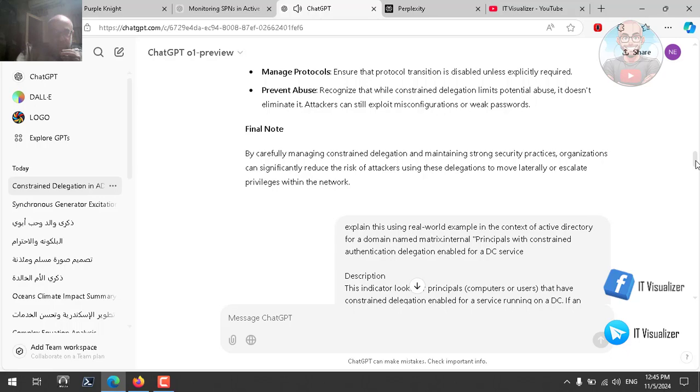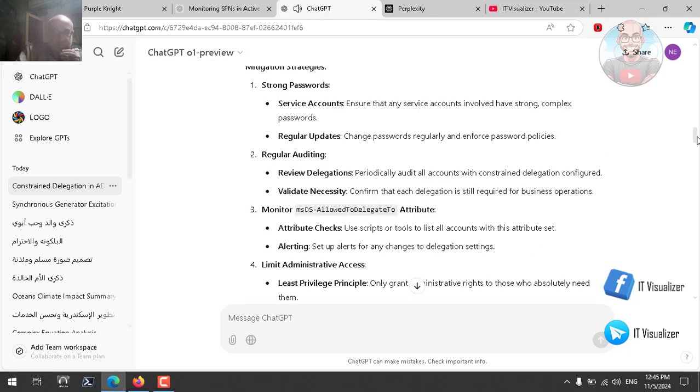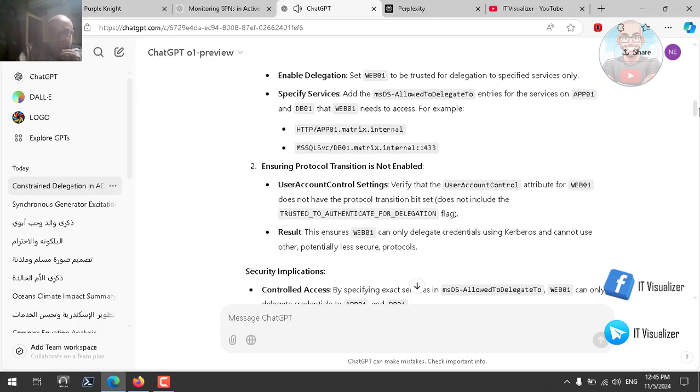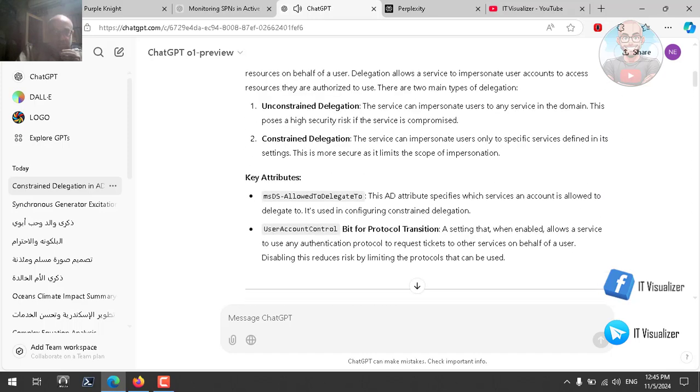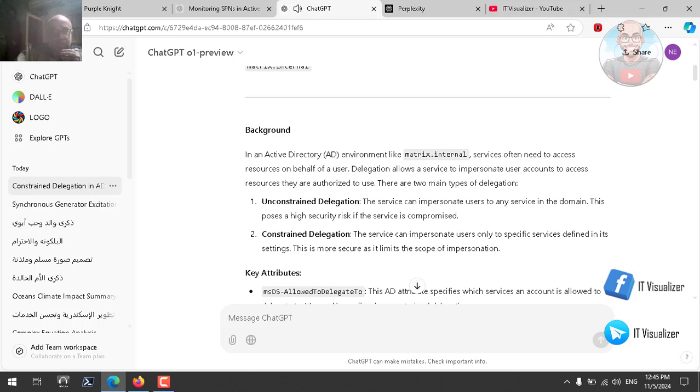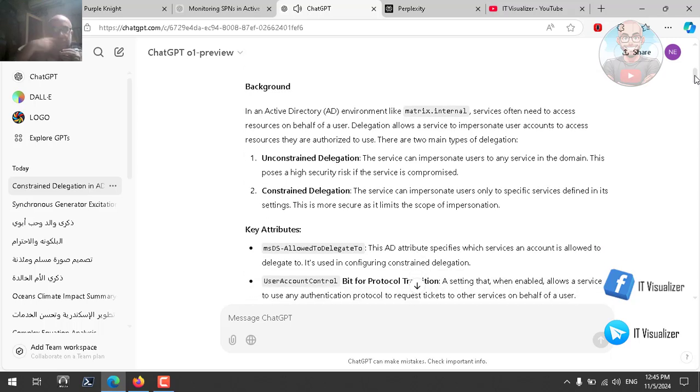Understanding constrained delegation in Active Directory with a real-world example in matrix.internal. Background: in an Active Directory (AD) environment like matrix.internal, services often need to access resources on behalf of a user. Delegation allows a service to impersonate user accounts to access resources they are authorized to use.